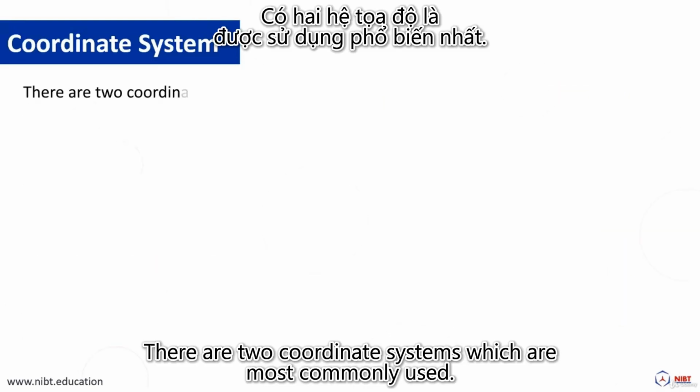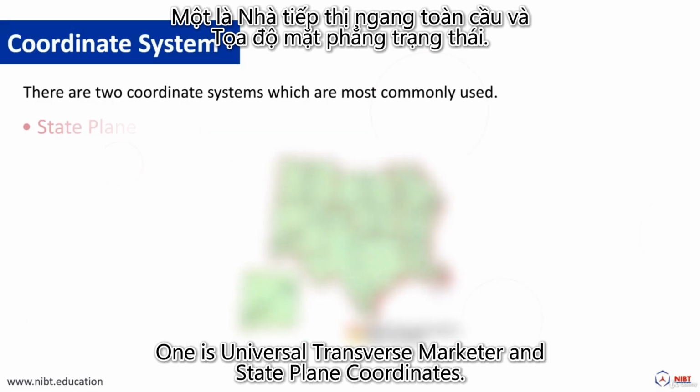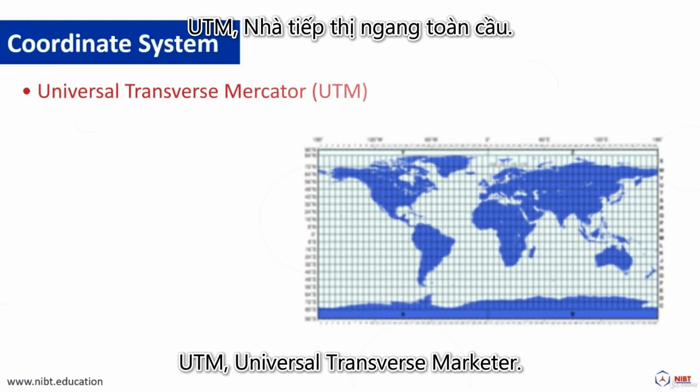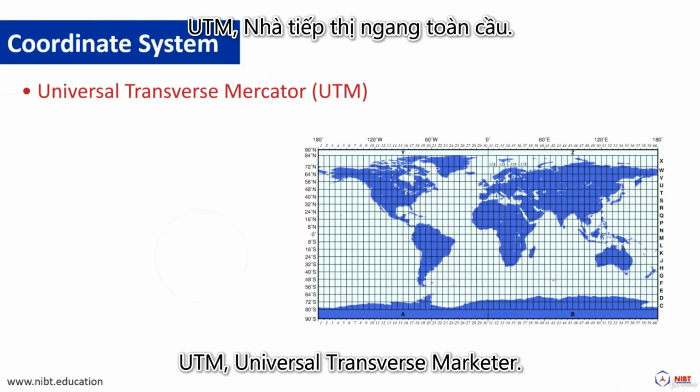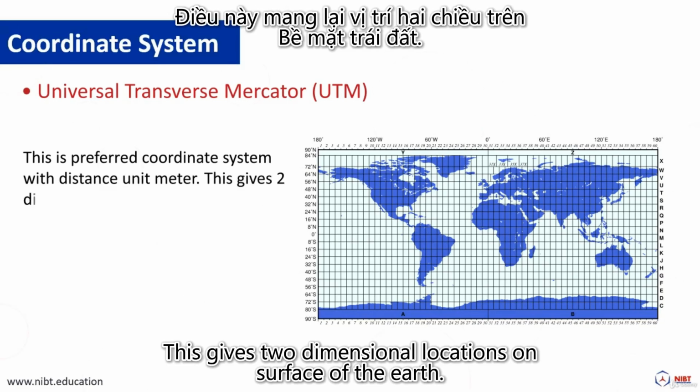There are two coordinate systems which are most commonly used. One is Universal Transverse Mercator and the other is State Plane Coordinates. These are projections of the curved surface of the globe onto a plane surface. UTM, Universal Transverse Mercator, is the preferred coordinate system with distance unit meter. This gives two-dimensional locations on the surface of the Earth.